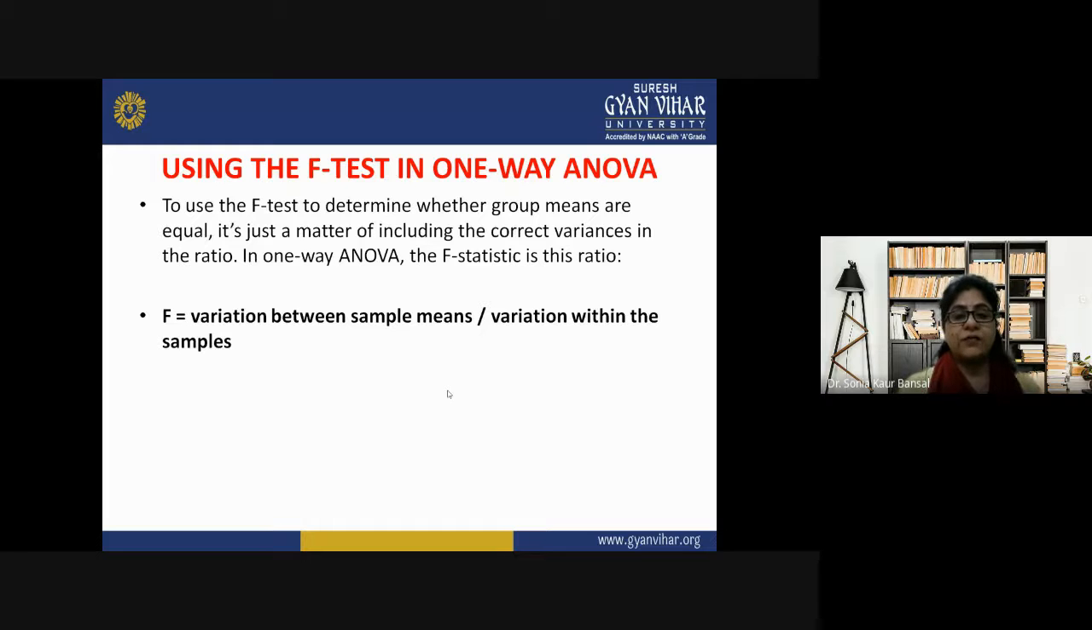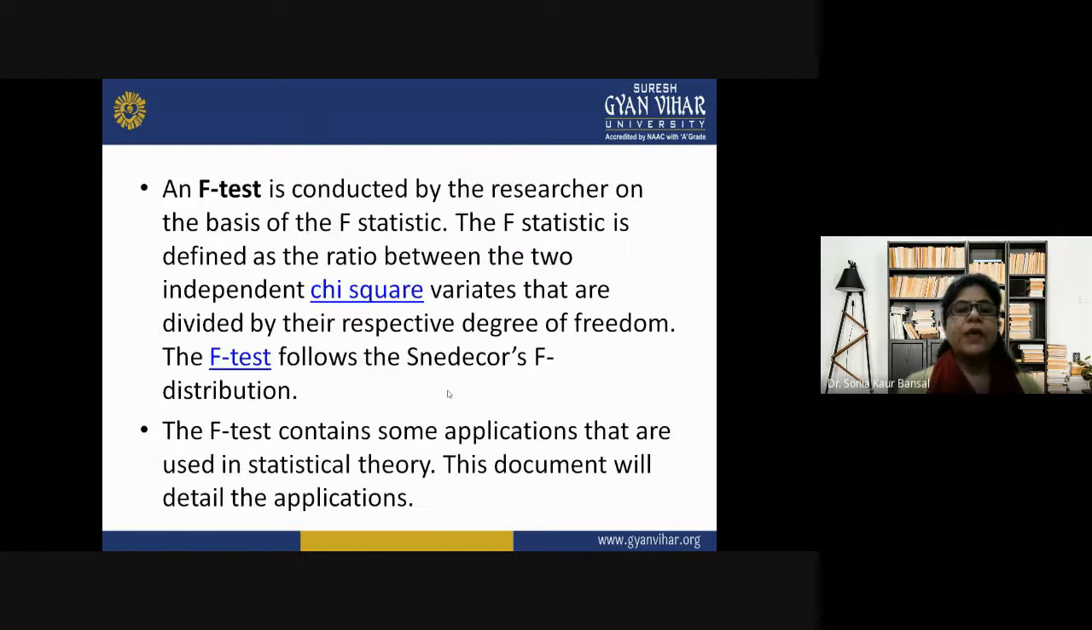So F equals the variation between sample means, how much variation is there, over the variation within the sample. Just remember it that way. In that case, we are using the F-test. Now, the F-test is conducted by the researcher on the basis of the F statistic.